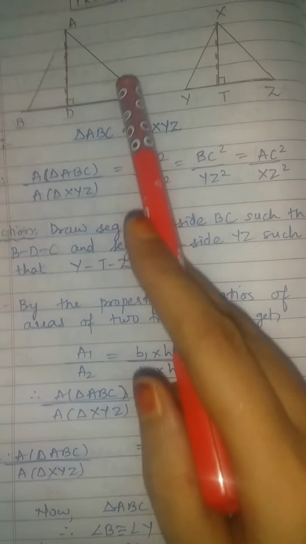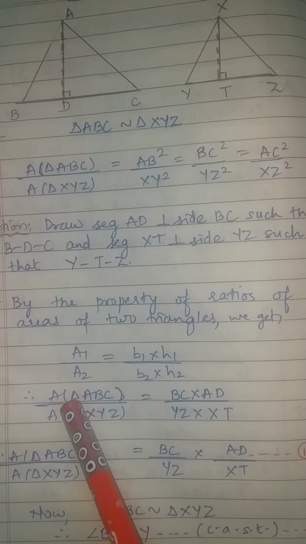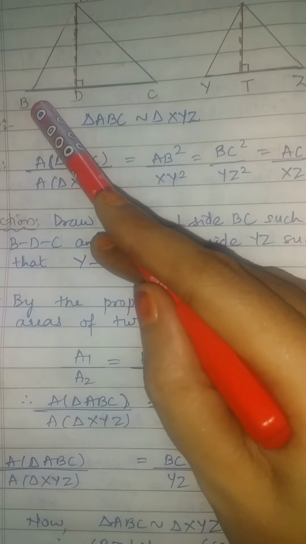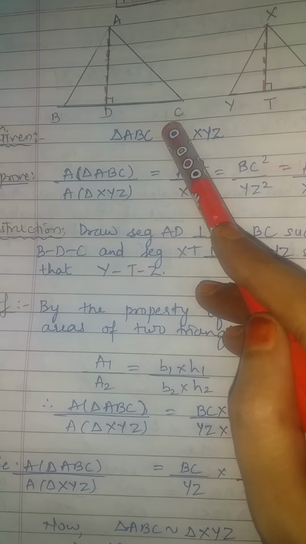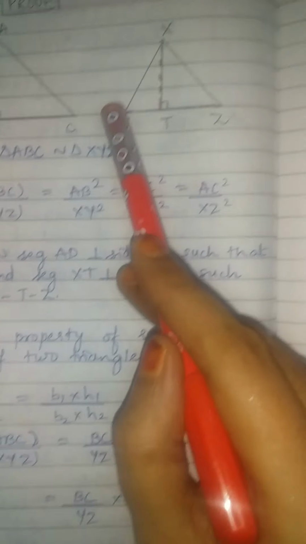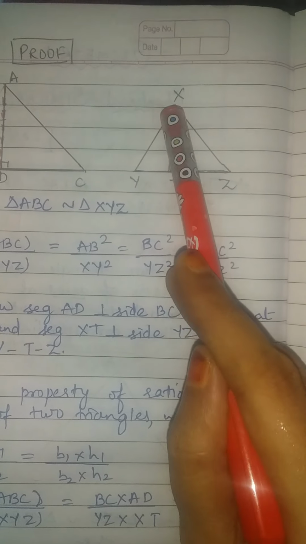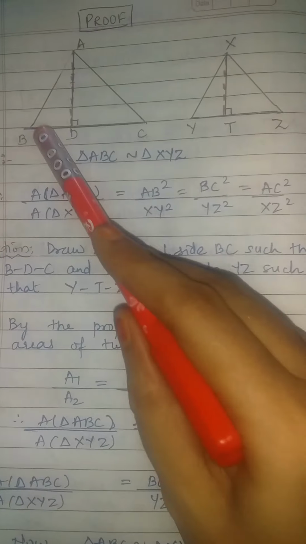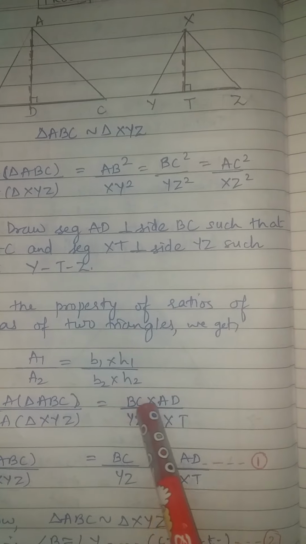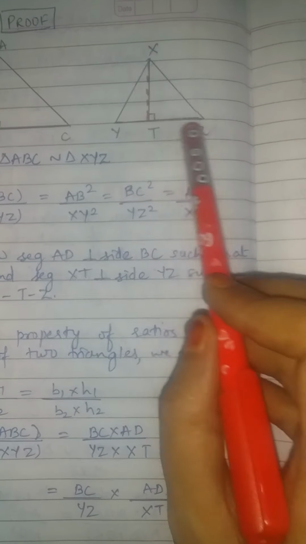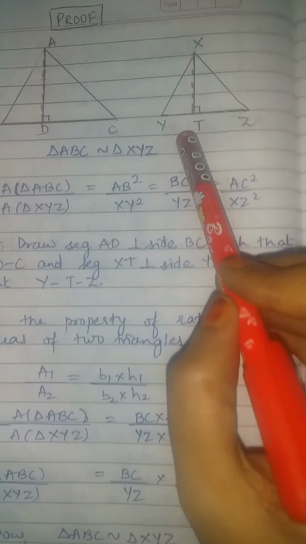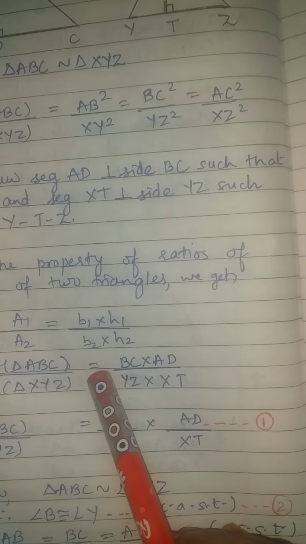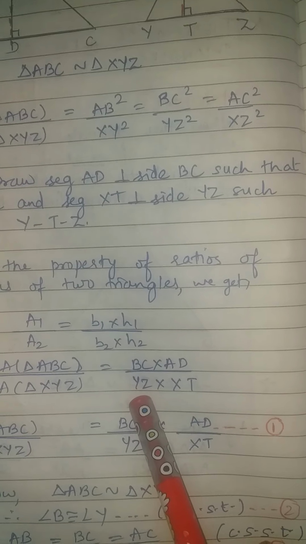Applying in our triangles over here, we get that area of triangle ABC upon area of triangle XYZ is equal to, the base here is BC, B1, the height here is AD, H1. The base here is YZ, B2, and the height here is XT, that is H2. So putting the values, BC into AD, B1 into H1, upon B2 into H2, that is YZ into XT. So area of triangle ABC upon area of triangle XYZ will be equal to BC into AD upon YZ into XT.